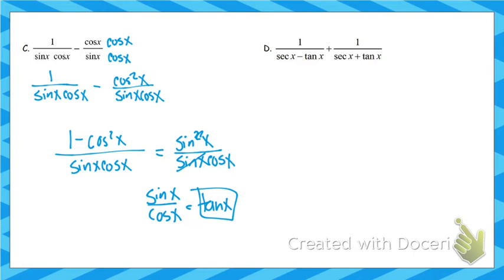Very similar in D, but D is going to be a little bit messier on the algebra. So we're going to multiply each side by the denominator it doesn't have. So the left fraction needs to get multiplied top and bottom by secant plus tangent.